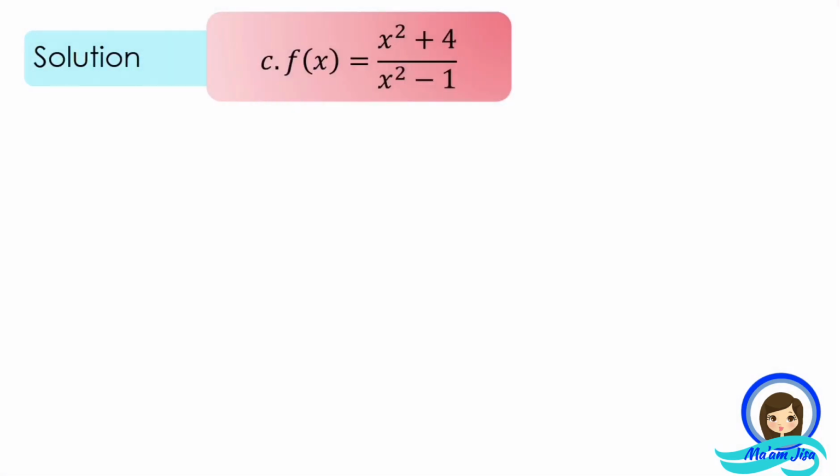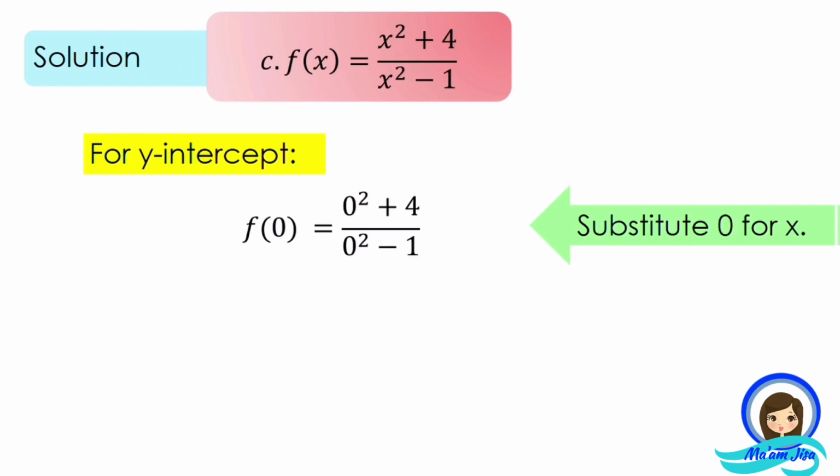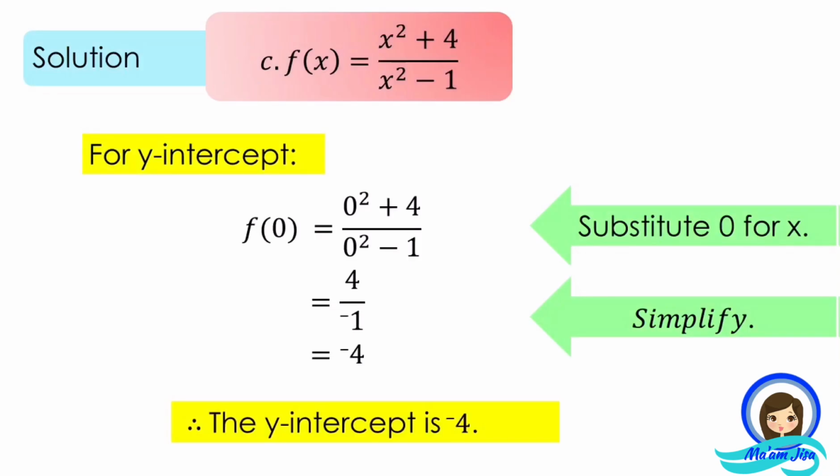Let's proceed with our last example. f of x equals quantity x squared plus 4 over quantity x squared minus 1. For y-intercept, we evaluate the function at 0. Simplifying, we have 4 over -1. Therefore, the y-intercept is -4.